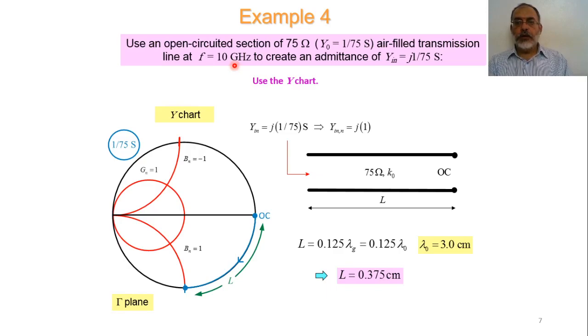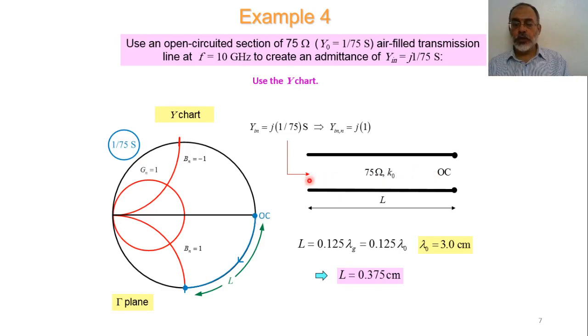Okay, in this case we are going to use the admittance chart, the admittance Smith chart, and remember that in the admittance Smith chart, this is the zero and this is the infinity, and the negative is in the upper half and the positive in the lower half. For open circuit, the input impedance is infinity, so the admittance is zero. So the location of Y load normalized in this case would be at zero. So this is the zero of the admittance chart. Okay.